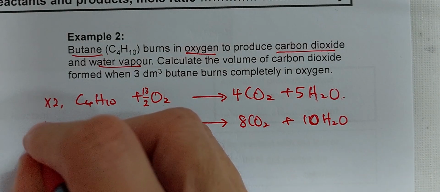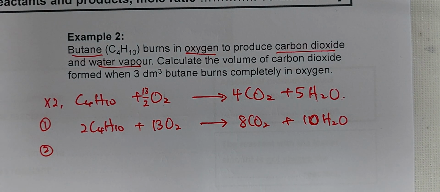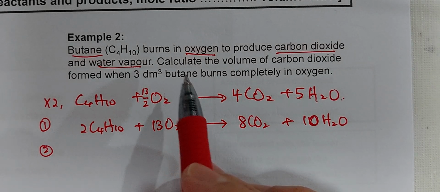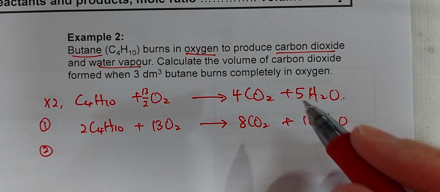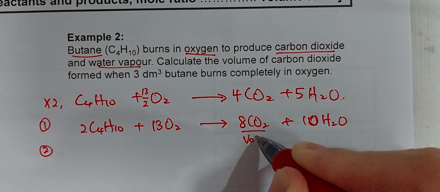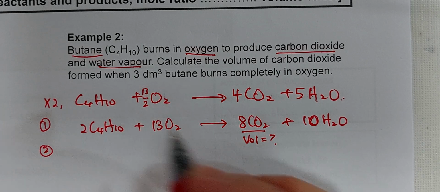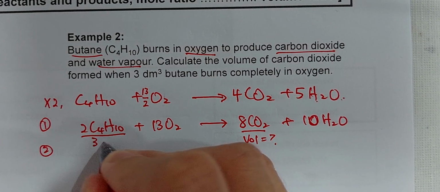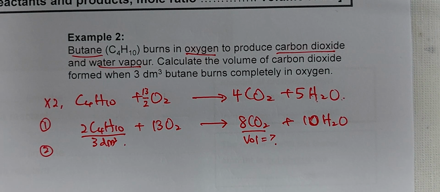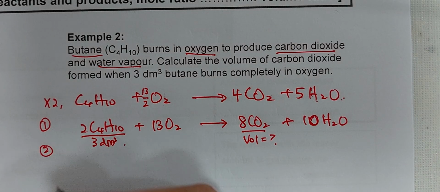That's the first step. Second step, write down the information given, as well as the things that you need to find, above or below the chemical formula. Calculate the volume of carbon dioxide. You need to find out what the volume is here, when 3 dm cube of butane burns completely. So that's the second step.